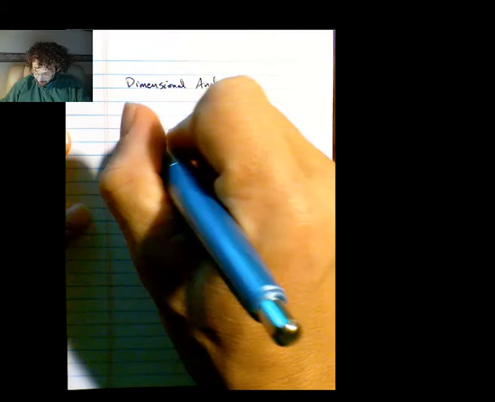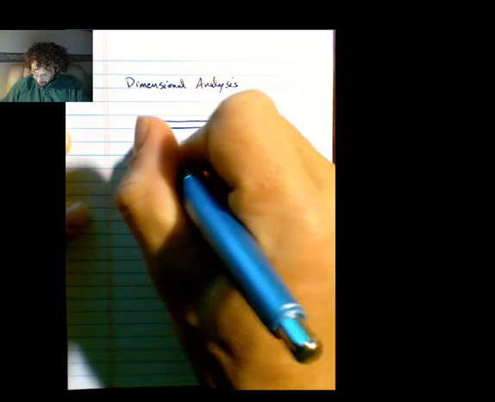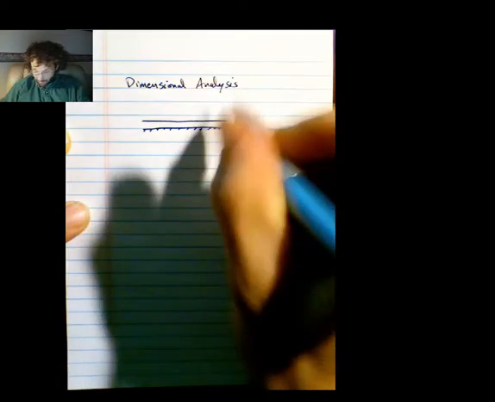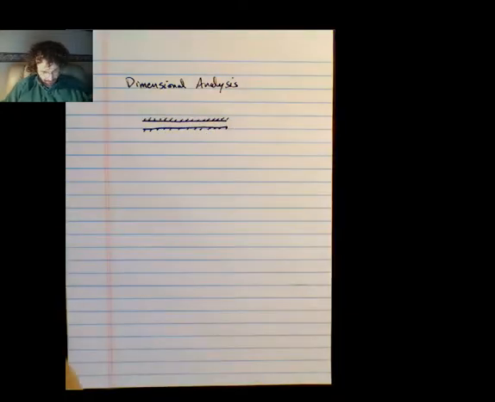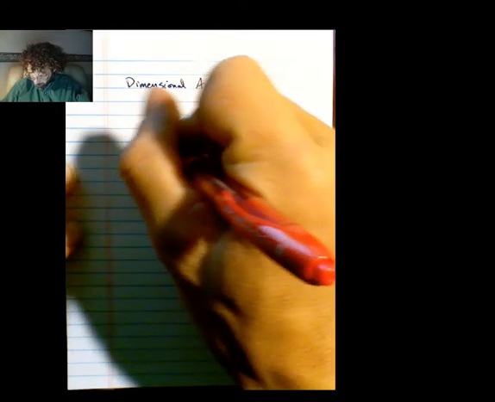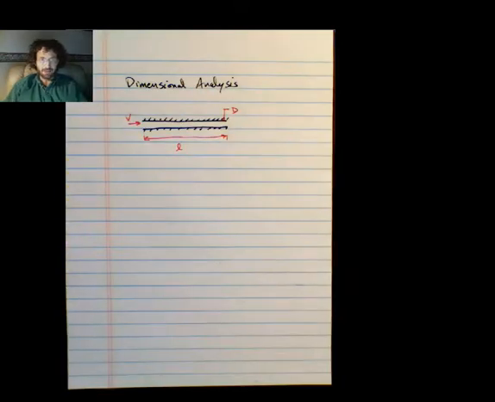And let's say we had a pipe of some sort. So I'll draw the usual walls of the pipe, and let's say it has some length L. Let's say it has a diameter D. Let's say it flows fluid at some velocity V, and it's some sort of mean velocity.